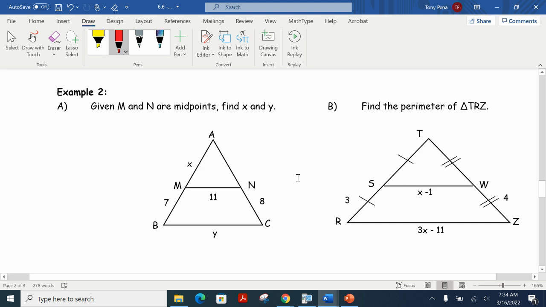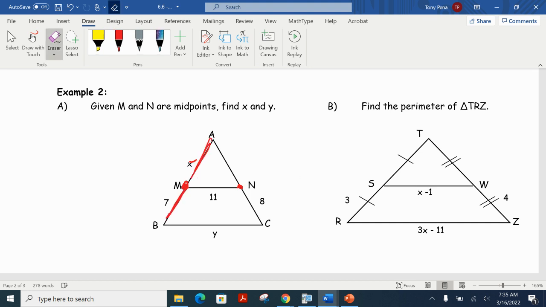So when we look at this, if I tell you that M and N are midpoints, what that tells us is the X has to be a 7. Because if this is in the middle, that means this segment and this segment have to be congruent. So that tells us that this X must be a 7. And then this is parallel to this side, which means it is 1/2 the size of the side that it is parallel to. So that has to be 22. Okay.